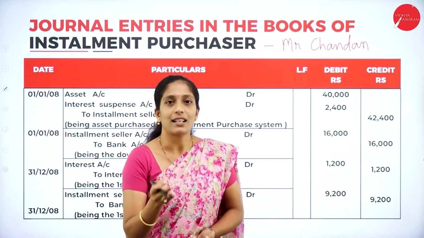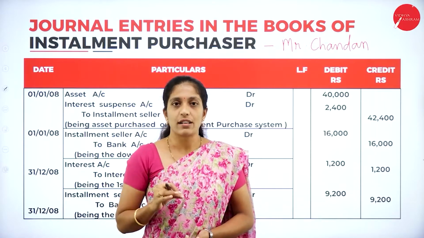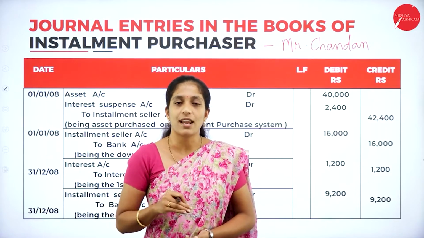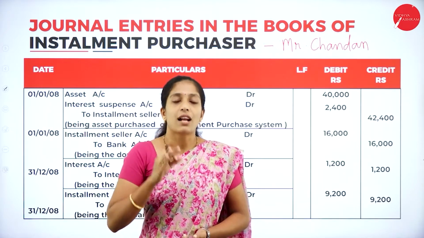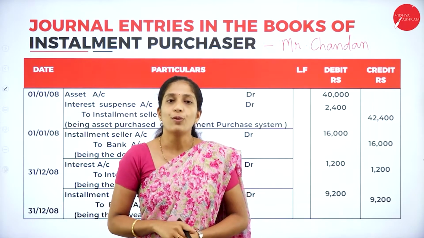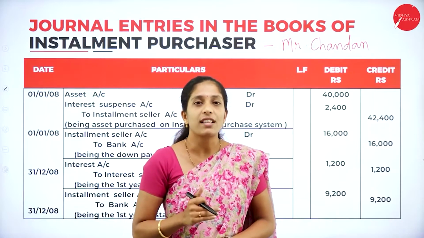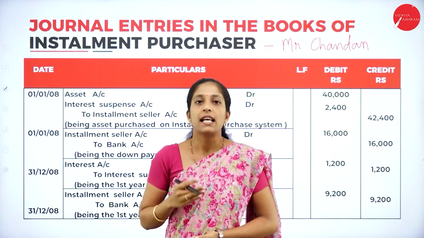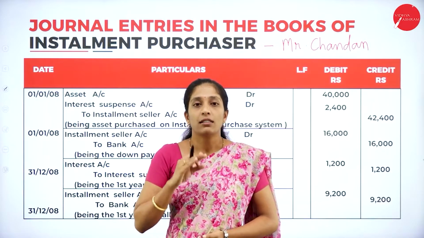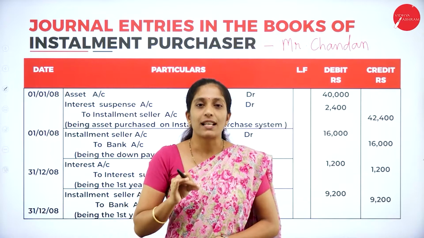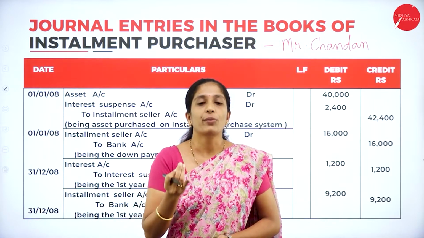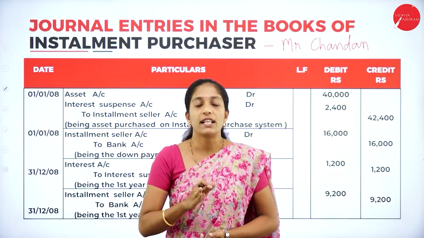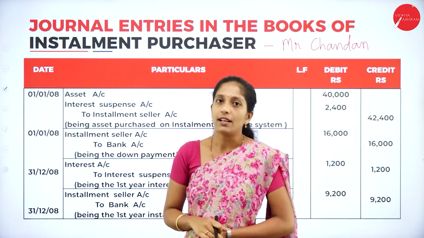Second is for making the down payment. Third entry is for interest due. Fourth entry is for installment paid. Fifth entry is for depreciation. And sixth entry is for transfer of interest and depreciation to profit and loss account. So in your first year, you have to record these 6 entries: purchase of asset, the down payment, interest due, installment paid, depreciation charged, and transfer of interest and depreciation to profit and loss account.